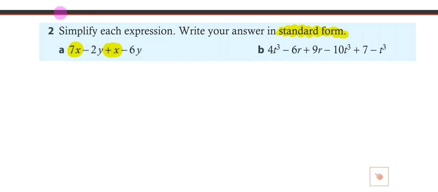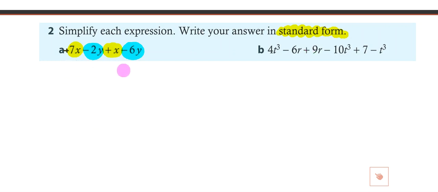What I'm then going to do is highlight anything else. So I've got minus 2y's, which is like minus 6y's. Now the sign goes with the term that follows it. That's important. Alright? What's the sign that goes with the 7x? Is it a positive or a negative? It's a positive. Now if I want, I can add, but we don't have to.